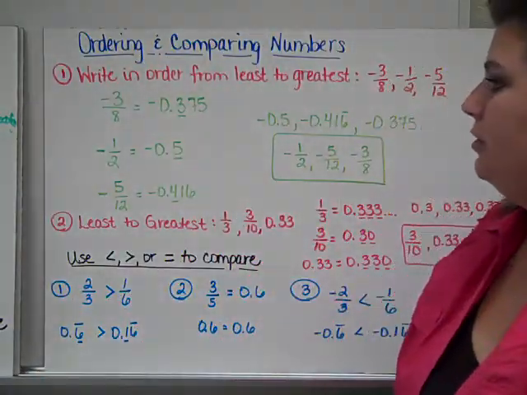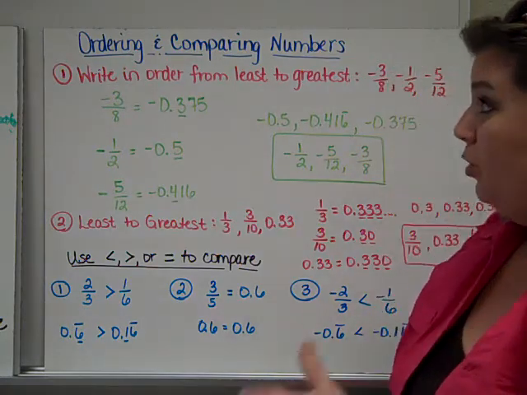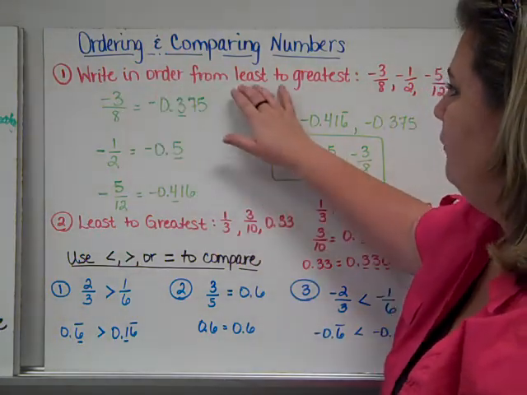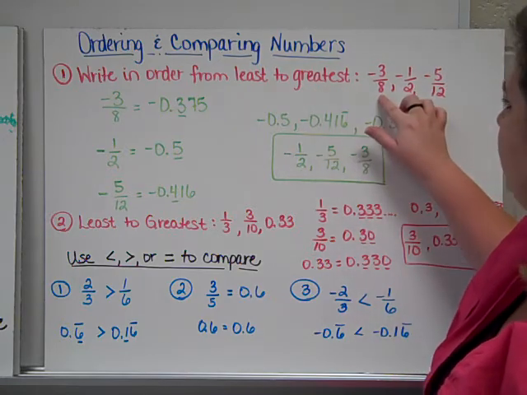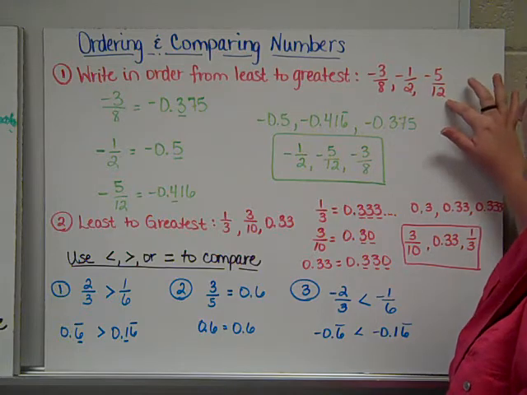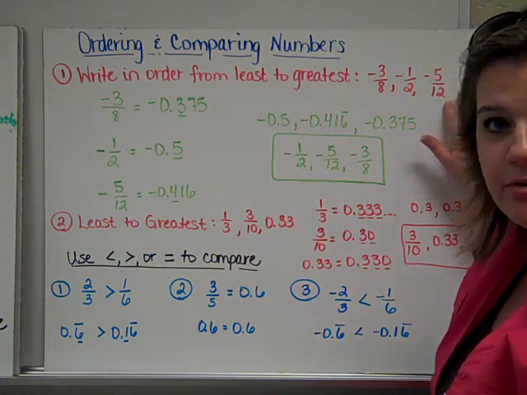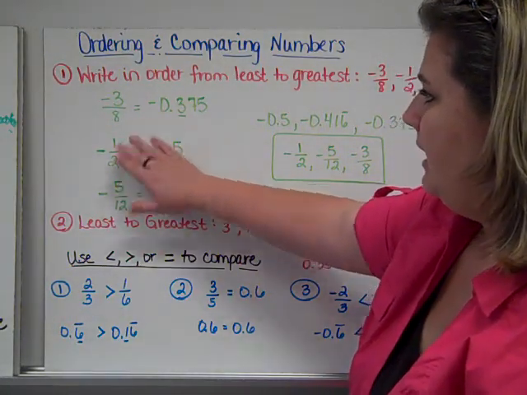So now we're going to take some of these numbers and we're going to order them and compare particular numbers. So write in order form from least to greatest. Okay? So I have -3/8, -1/2, and -5/12. The key thing here is to know we're dealing with negative numbers. Okay? So here I have -3/8, and it's good.